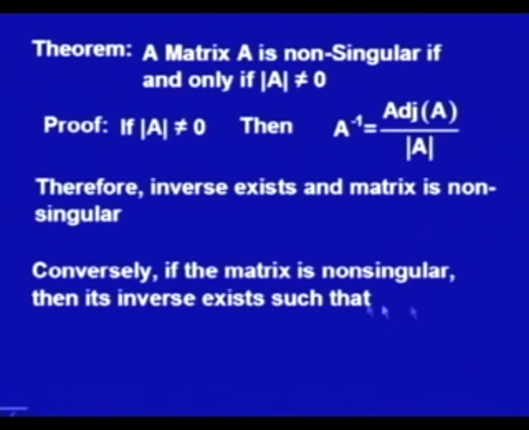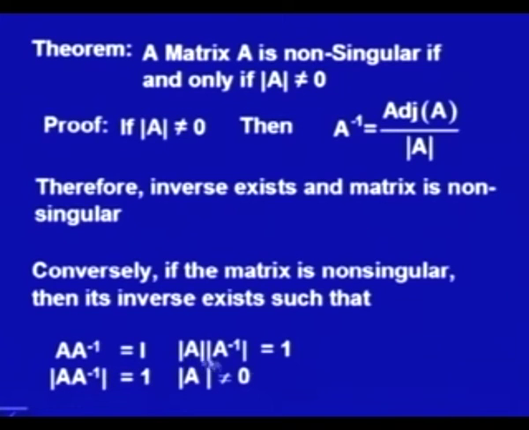However, if the matrix is non-singular, then its inverse exists such that A A inverse is the identity. So, if the matrix is non-singular and its inverse exists, then we have to show that its determinant will not be 0. So, let us consider A times A inverse equal to identity, because the inverse exists and this is the very definition of inverse. Let us take the determinant of this product. The determinant comes out to be 1, because the determinant of identity is proved to be 1.